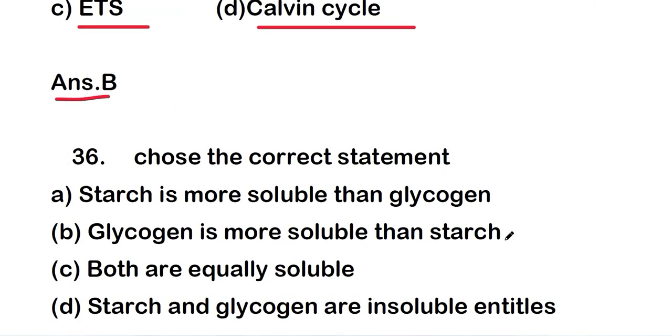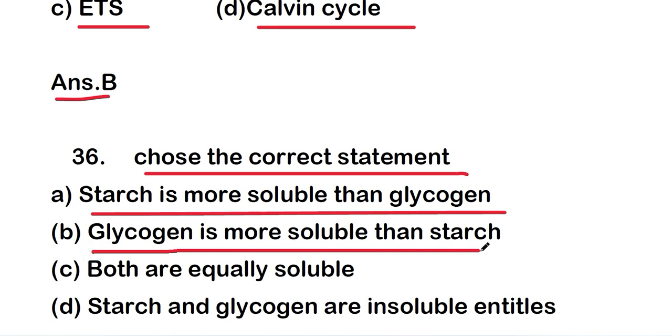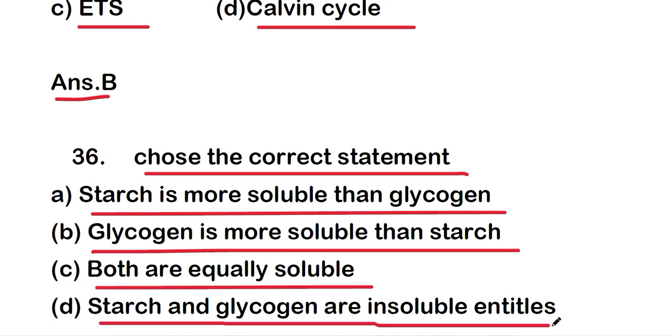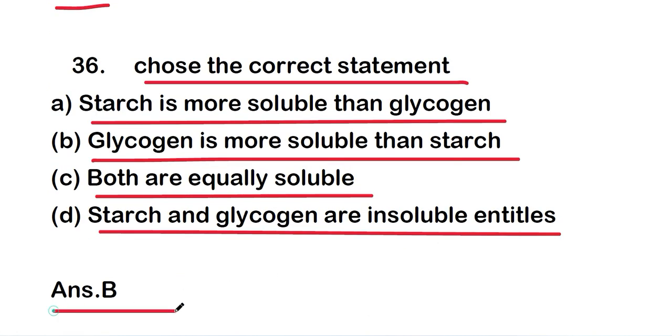Okay, so next question here. Choose the correct statement, and the options are option A, starch is more soluble than glycogen, option B, glycogen is more soluble than starch, option C, both are equally soluble, or option D, starch and glycogen are insoluble entities. And the right answer is option B, that is glycogen is more soluble than starch.